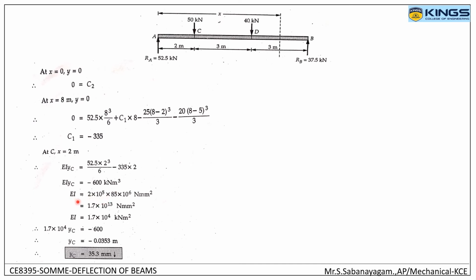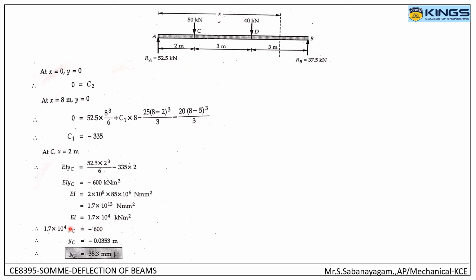EI is equal to 2 into 10 power 5, that is the value of Young's modulus is 2 into 10 power 5, and the value of I is 8.5 into 10 power 6. It is given in the question, in the first slide. So EI becomes 1.7 into 10 power 13 Newton per mm square. Hence this can be rewritten as EI is equal to 1.7 into 10 power 4 kilonewton meter square, since mm is converted into meter and Newton is converted into kilo.